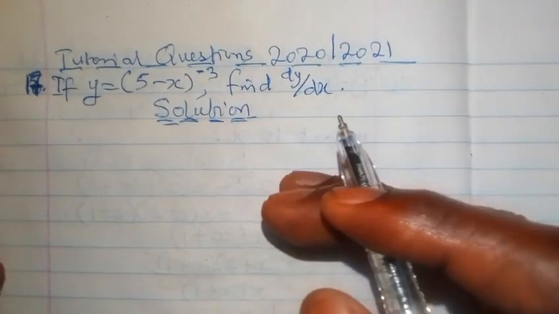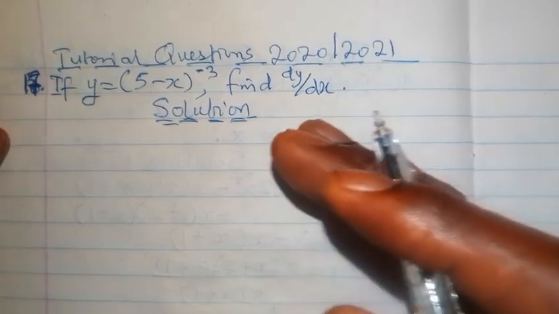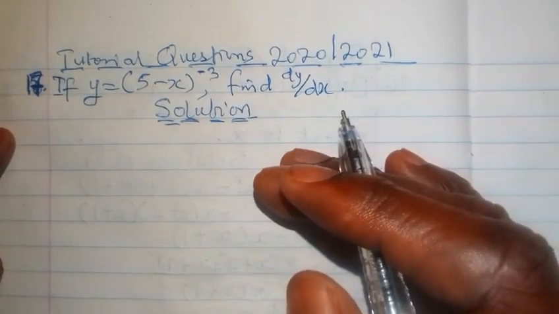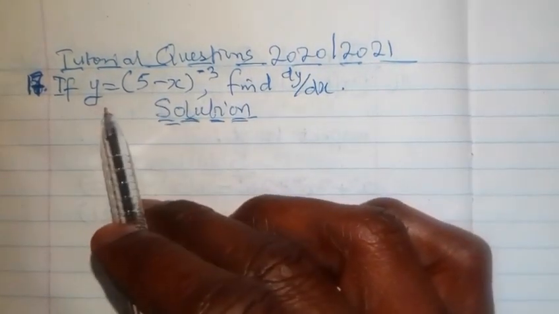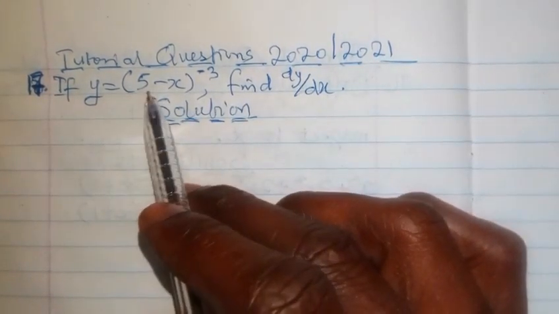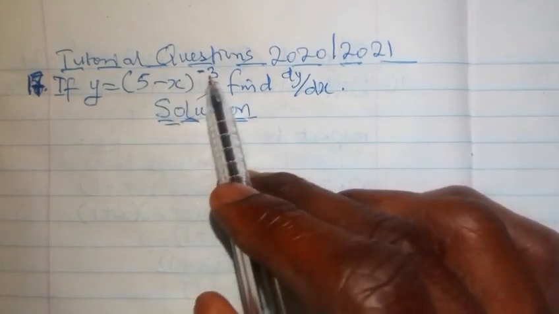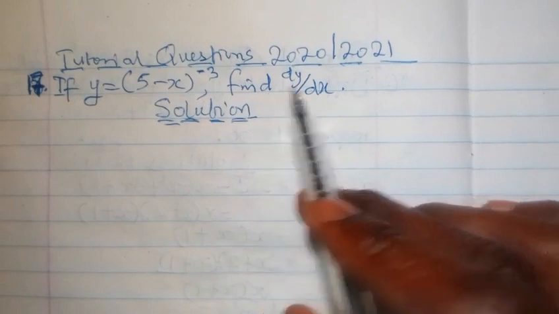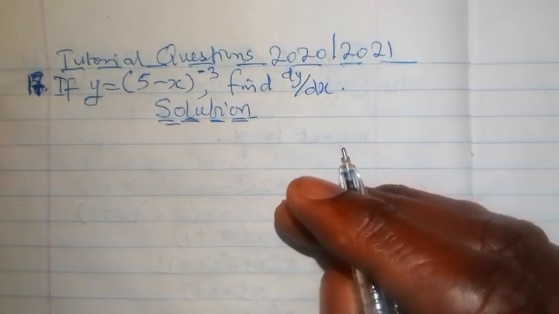Once again, welcome to this tutorial question. In this tutorial question, the question is drawn from elementary differential and integral calculus. Now, this question reads: if y equals (5 minus x) all in brackets to the power minus 3, then find dy/dx. How are we going to get this dy/dx?